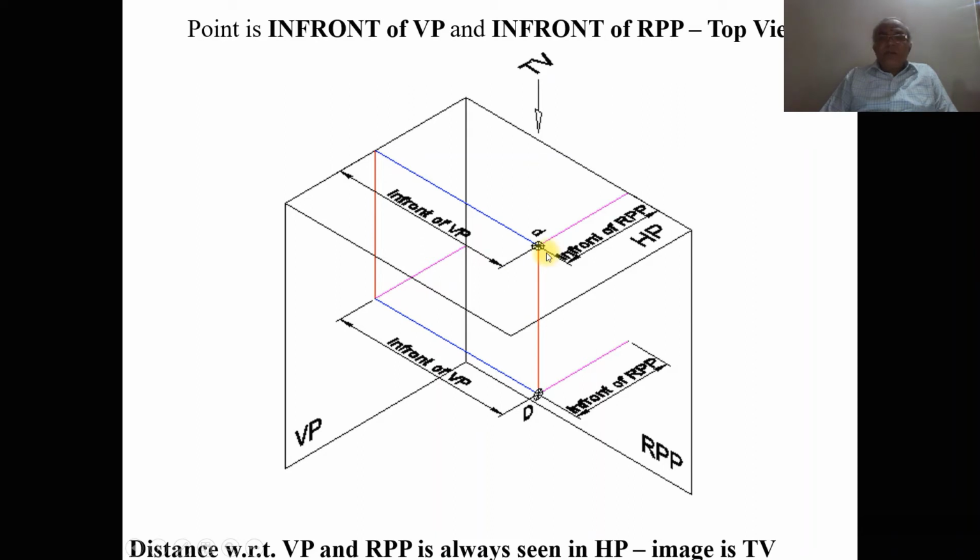And also when you look from the top view, I can see the distance in front of RPP. When it is projected, that is going to fall here. So this is going to be the in front of RPP. So the distance with respect to VP and RPP is seen in the HP, and the image is the top view.